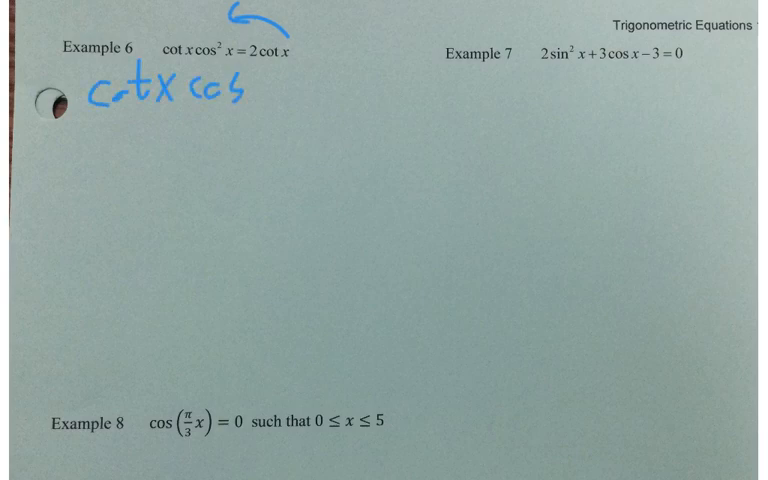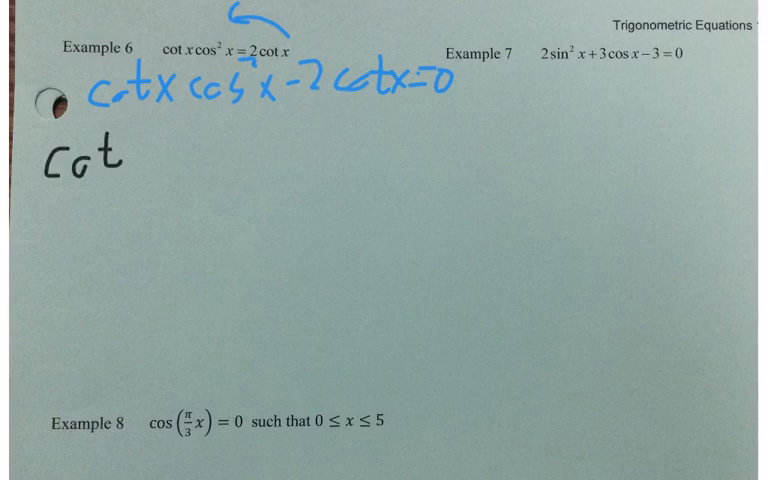Cotangent of x, cosine squared of x minus 2 cotangent x equals 0. Two terms, they both have a cotangent. So GCF, cotangent of x. That leaves me with cosine squared of x minus 2.